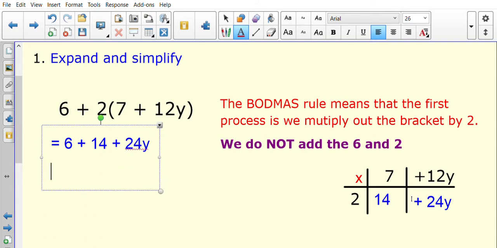And now the next line is where we collect like terms. So first of all I have a 6 here and a 14. When we add those two together we get 20. And then we don't have any other y's, so 24y just remains as 24y. So that's your final answer, 20 plus 24y. You could also have that round the other way. You could have 24y plus 20. That also is the same answer.